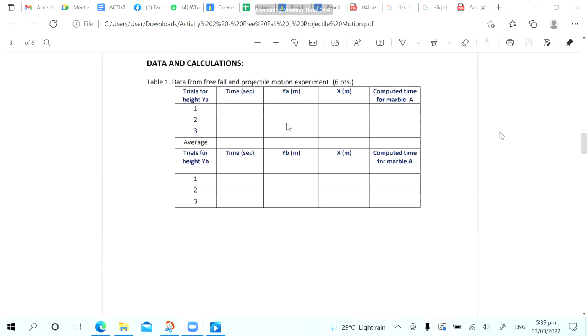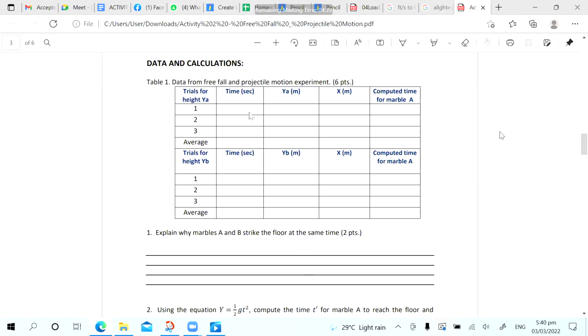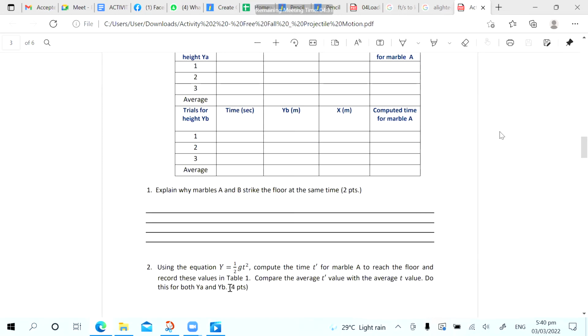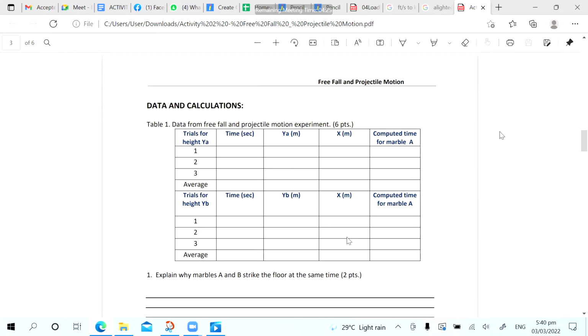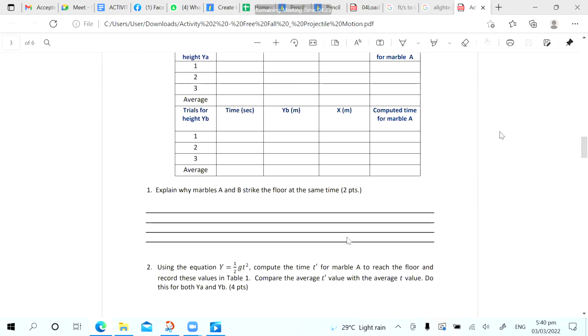As long as you have that data, not for YA and YB. And then the time, you put it in there. But of course, you will compute the time using this equation. Again, class, your G is constant, that is 9.8 meters per second squared. Then answer everything. Let's say marbles A and B strike the floor at the same time, like that.